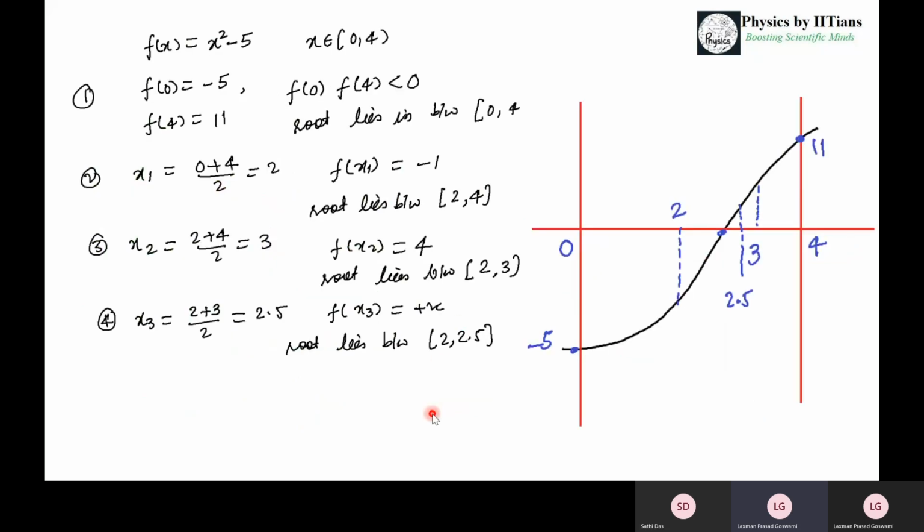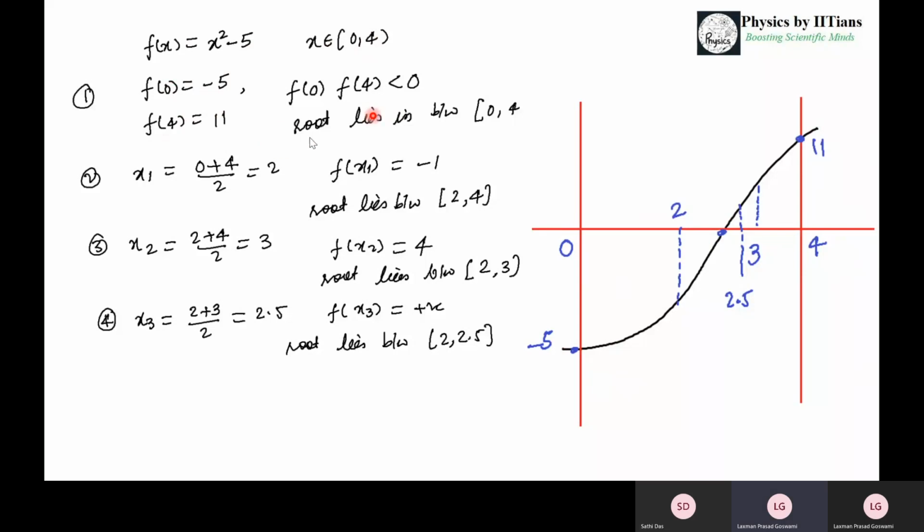So this is our example. Suppose we want to find the root of f(x) equal to x square minus 5, and it is given that x lies between x equal to 0 and x equal to 4. We can easily see that at x equal to 0, the function is minus 5, and at x equal to 4, the value is 11. This means at 0 the value is negative, and at 4 the value is positive. So there will be a point between 0 and 4 at which the function will be 0. That point we want to find.